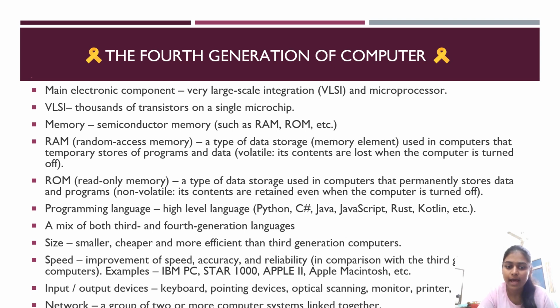Examples such as IBM PC, Star 1000, Apple II, Apple Macintosh, etc. Input and output devices used such as keyboards, pointing devices, optical scanning, monitor, printer. The main application used in this is network, a group of two or more computer systems linked together. It is called network.